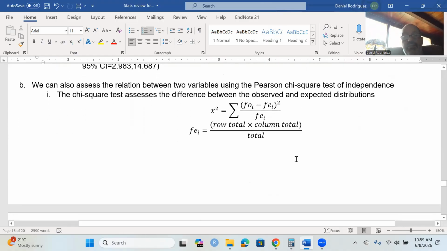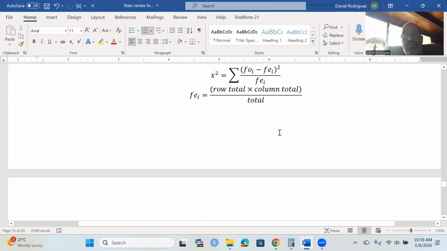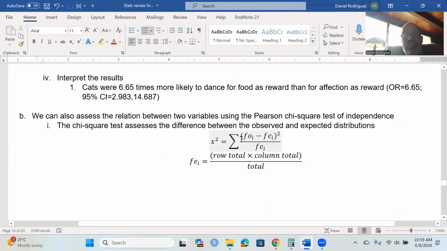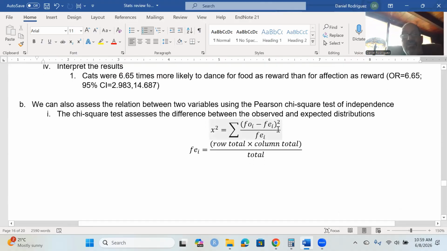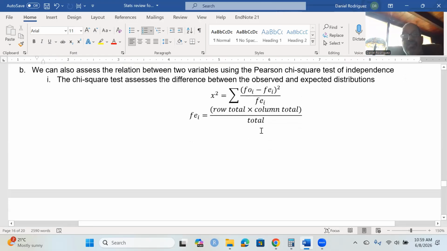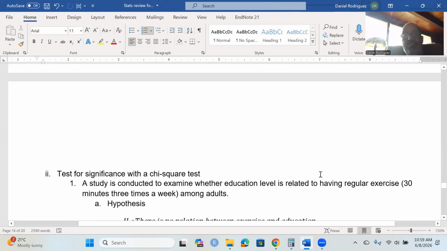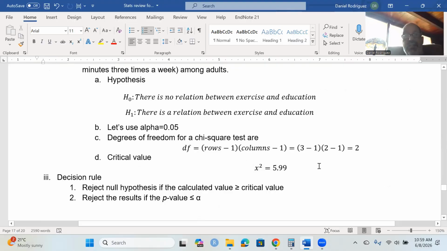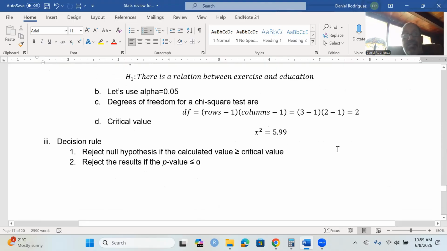We can also look at the relation between variables in the contingency table using the chi-square test. The chi-square test looks at the difference between the observed frequency in these cells and the frequency of values expected by chance alone. We square those and divide by the expected frequency. We sum across the different cells. So if there are 4 cells, you add 4 of these together, right? The degrees of freedom for this test are the rows minus 1 times the columns minus 1.